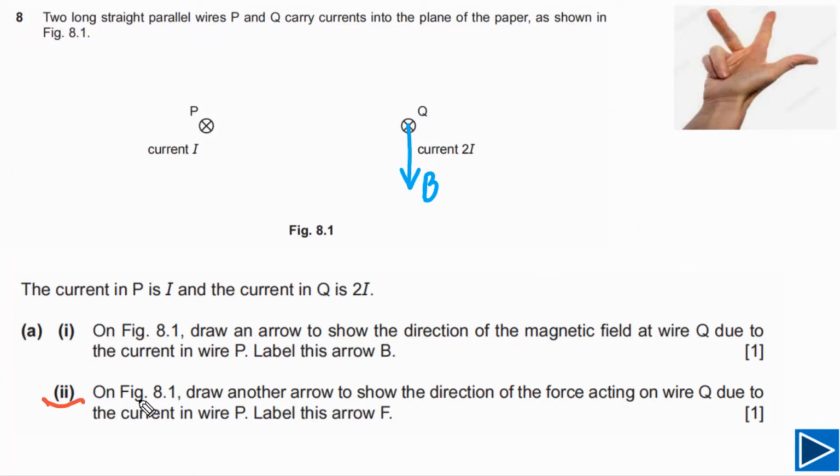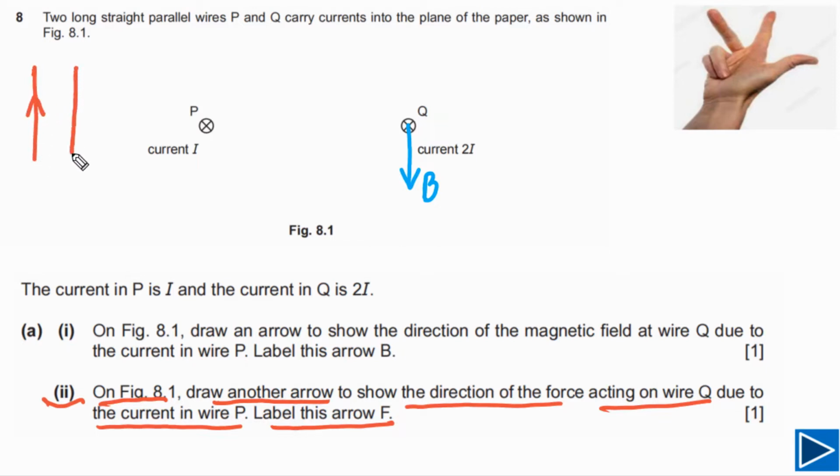For the second part on figure 8.1, we need to draw another arrow to show the direction of the force acting on wire Q due to current in wire P. Label this arrow F. First of all, let's understand what happens if current flows in two wires in the same direction. I will explain the main concept first. Let's say we have these two wires and current is flowing in these two wires in the same direction.